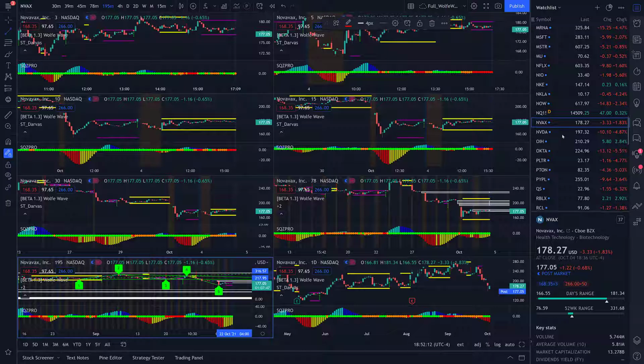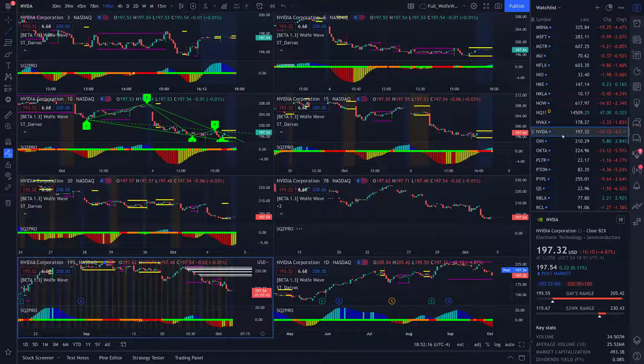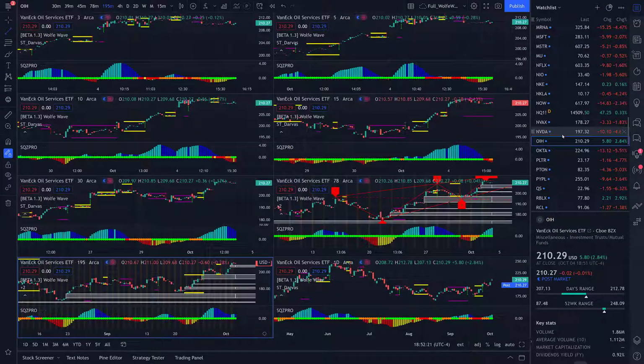Okay, moving forward, NVIDIA got hammered today. It's got a Wolfe wave, but look, the risk and reward is really low. OIH, no idea, but it's got a bearish Wolfe wave.